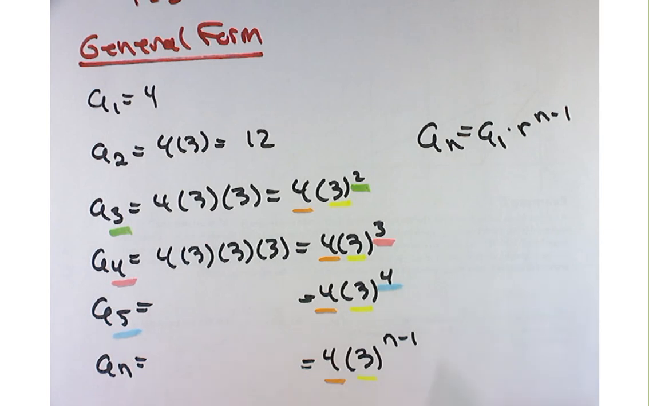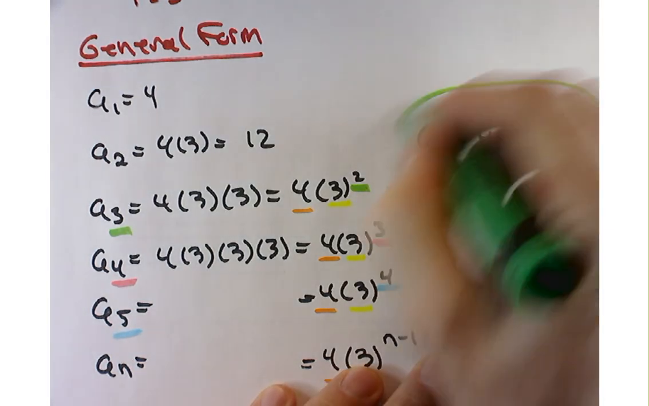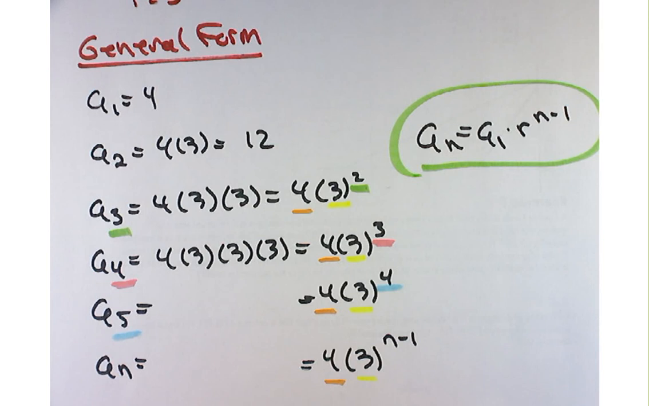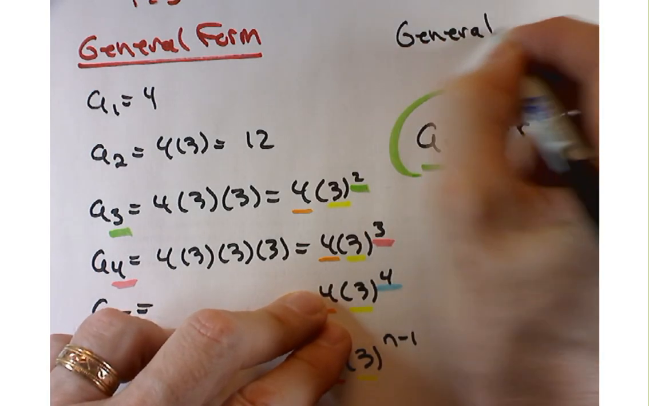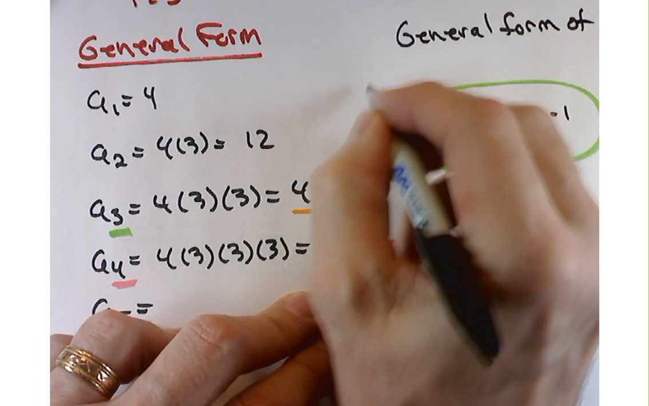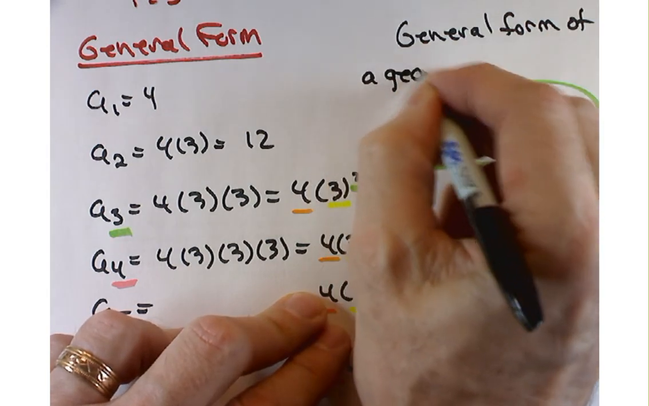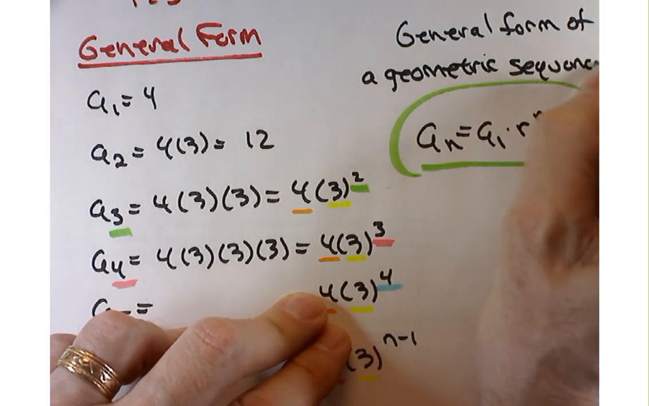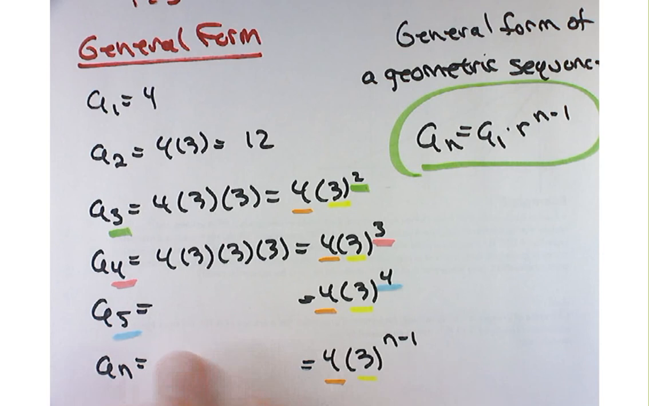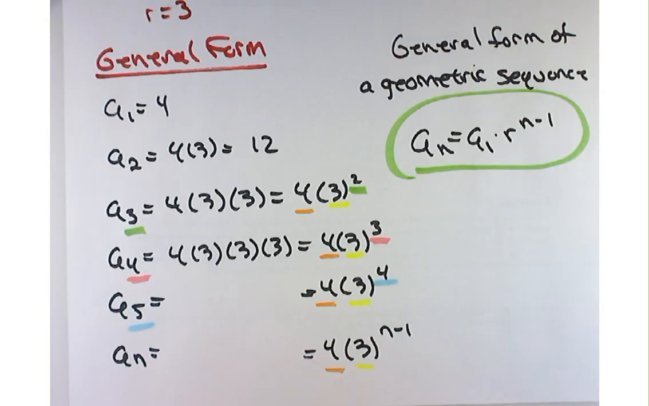Put this with your growing list of formulas for chapter 12. This is the general form of a geometric sequence. Okay, so let's do some problems with these things. Starting with example A here.